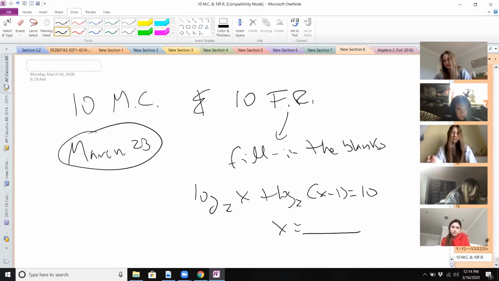Are we allowed to use our notes? Yes, it's open. Absolutely. I'll make some updates to Schoology. I just updated the dates, but I'll make some updates for what's okay and what's not okay. I mean, yeah, open notes is fine.